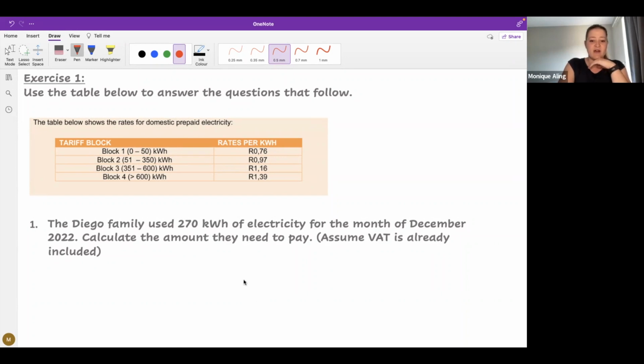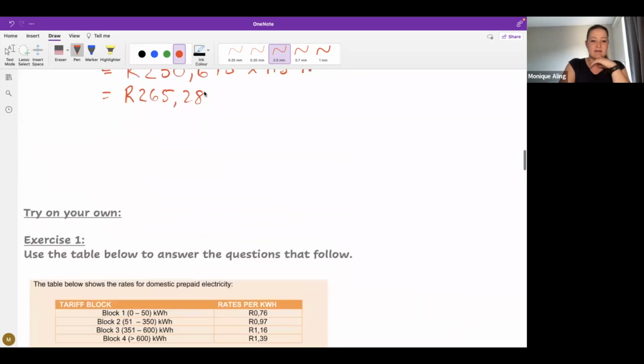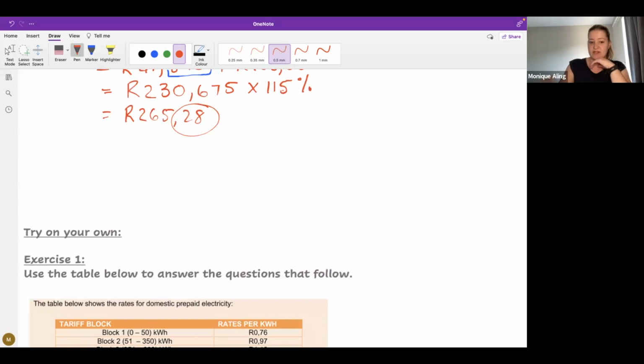Tiamo, did I round off my answer for the first one? Yes, I did, to 2 decimal places. The final answer needs to be 2 decimal places.